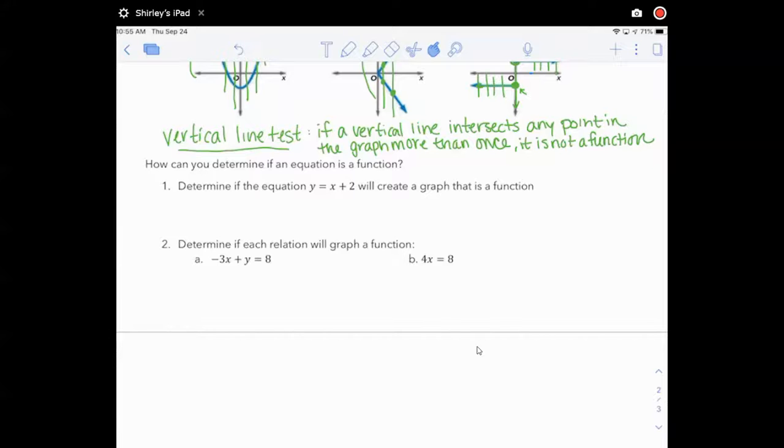So now that we have our vertical line test, we're going to start looking at equations. So how can I look at an equation and try to figure out if the graph will create a function? What do you think we can do? So I had you investigate this a little bit on the previous screen.